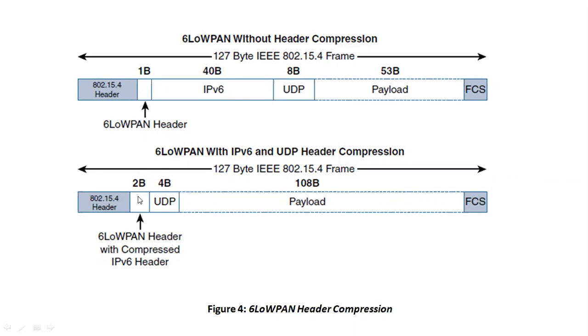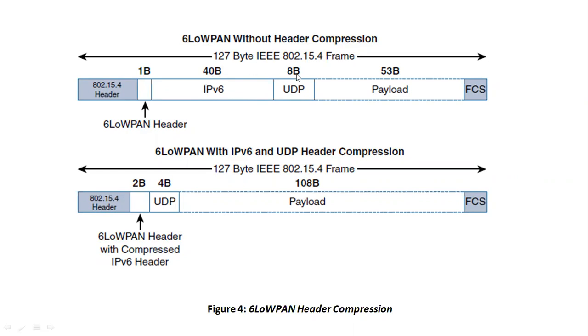But what we have compressed here actually: the 40 bytes of IPv6 header that was there is compressed to 1 byte. Then that 1 byte is also added to this field only. So both together, those two separate fields, I combined them and I am calling it a 2-byte 6LoWPAN header with compressed IPv6 header. The IPv6 header is compressed to 1 byte now. So how many bytes did we save here? 39 bytes we saved.